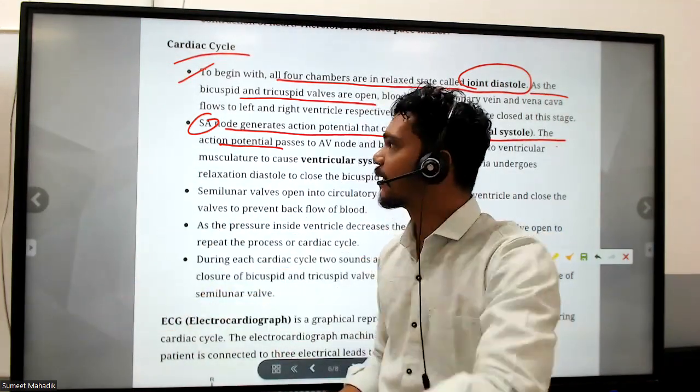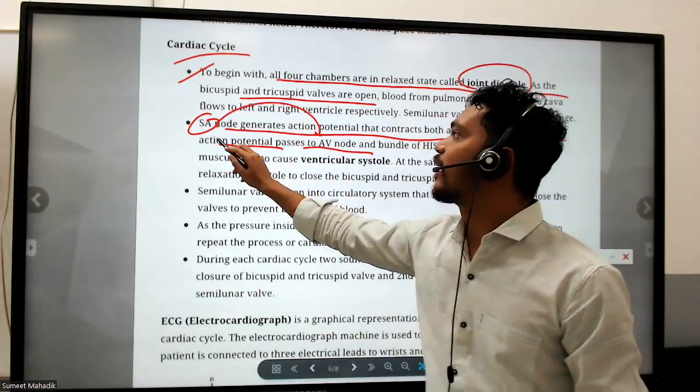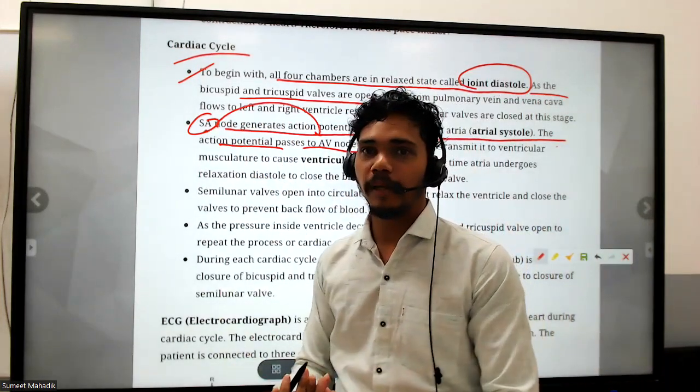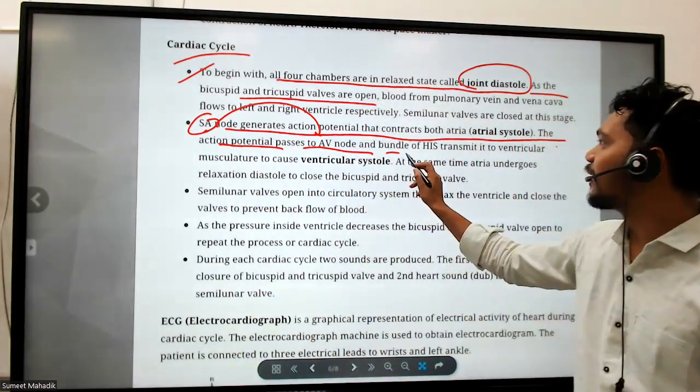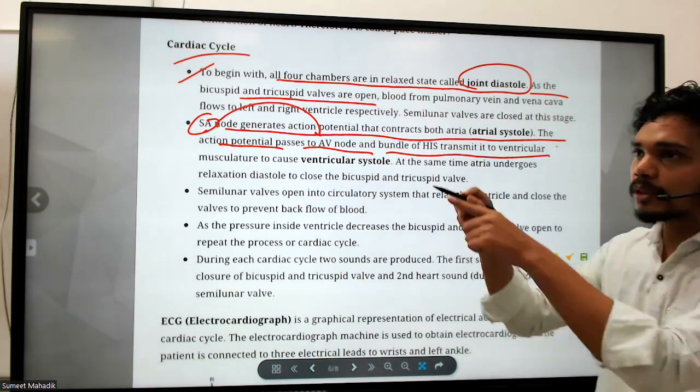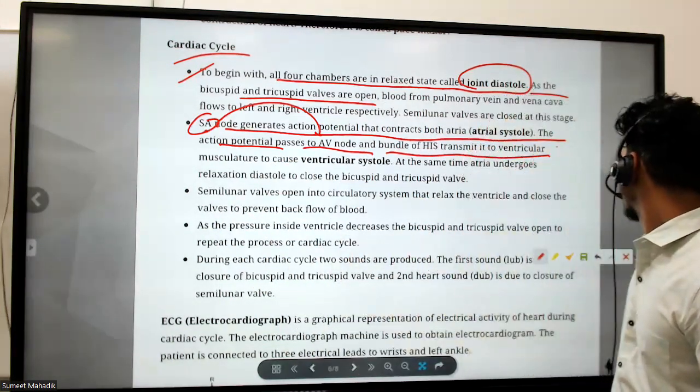Impulse, electrical impulse passes to the AV node from SA to the AV. SA is the active pacemaker and AV is the one who transmits it, right? So the bundle of His transmits to the ventricle. Who is transmitting to this bundle of His? Okay.